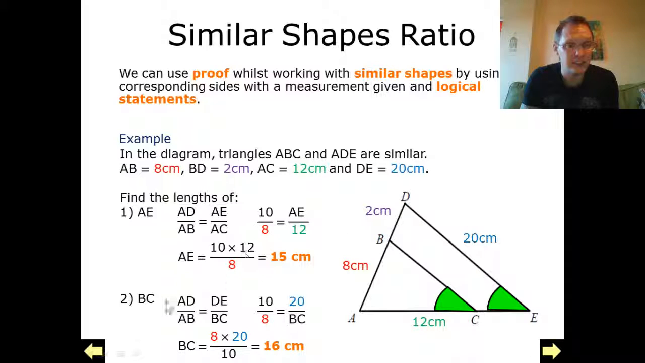So using a bit of proof writing and using the ratios of given sides within our object and our enlarged shape, we can find missing sides.